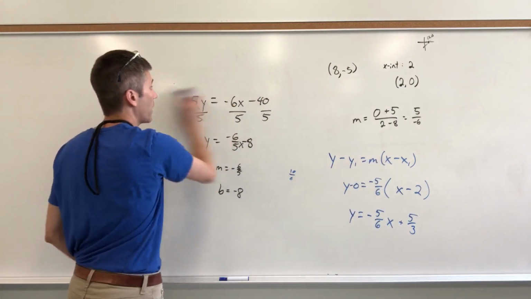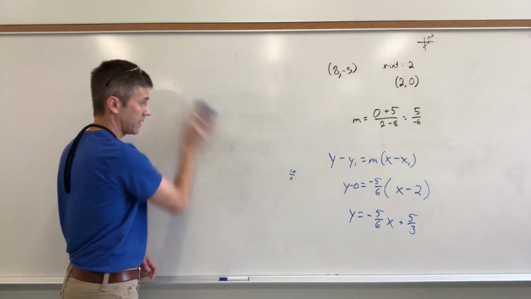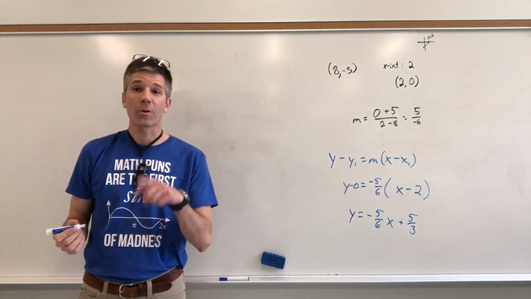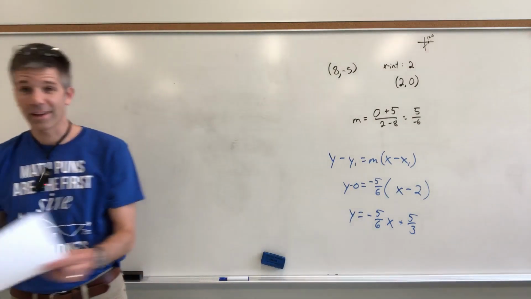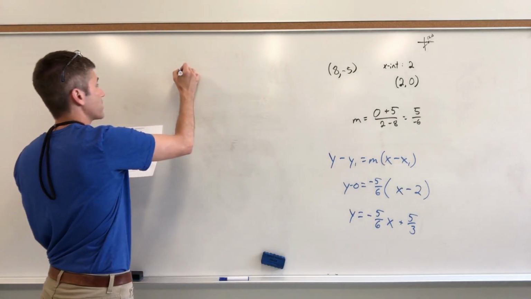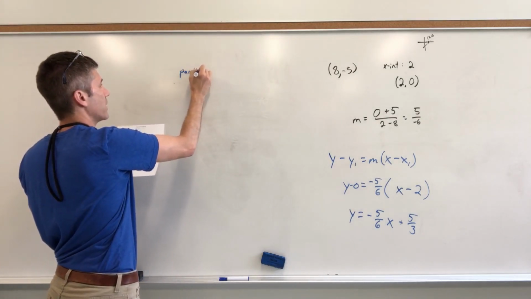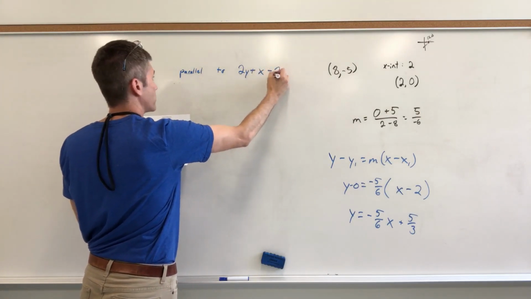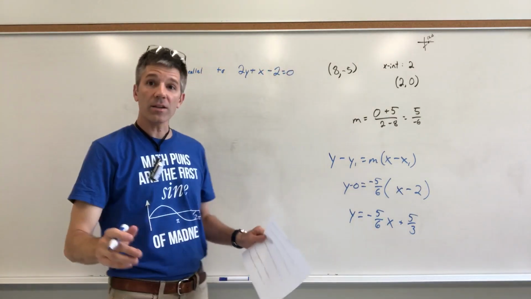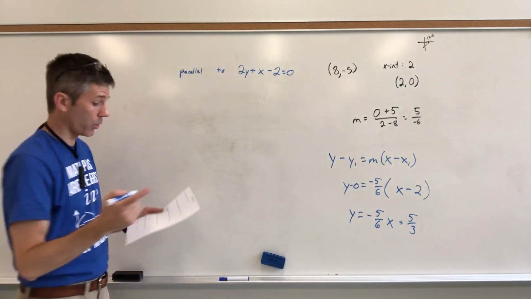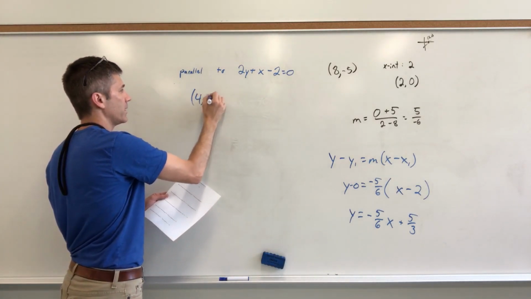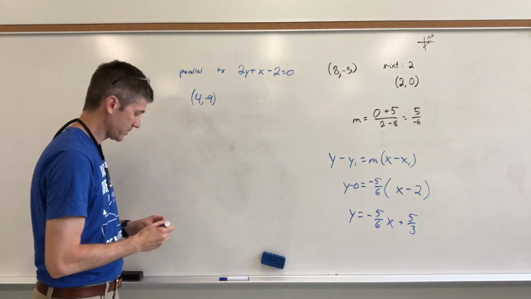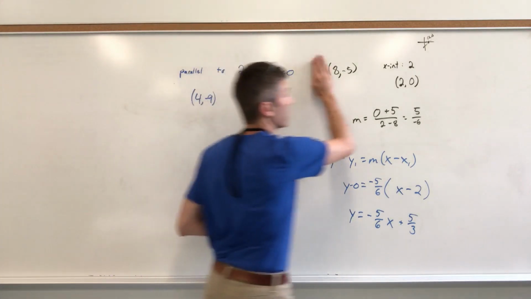Let's keep moving. The next problem, as I smudge my board, says, what is the equation of a line that is parallel to 2y plus x minus 2 equals 0, and it also passes through the coordinate (4, negative 9). I want the equation of the line that meets these criteria. So let's erase some stuff over here.